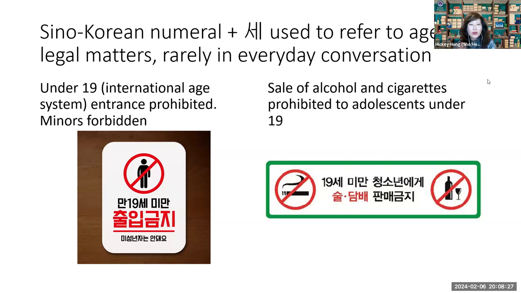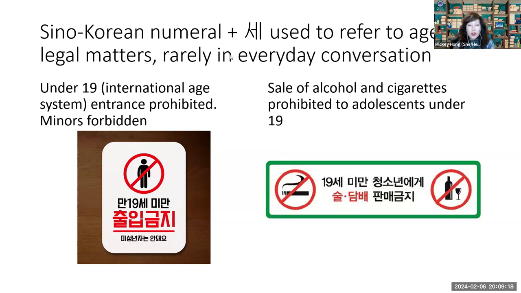So this is a sign that is no longer valid, because 만 19세 used to be the old way of telling age. 만 19세 is when you become 19 on your birthday. It used to be that Koreans gained an age when they were born, and gained an age every New Year's Day on January 1st. But now Korea has joined the international age system in which you become older on your birthday, not on January 1st.